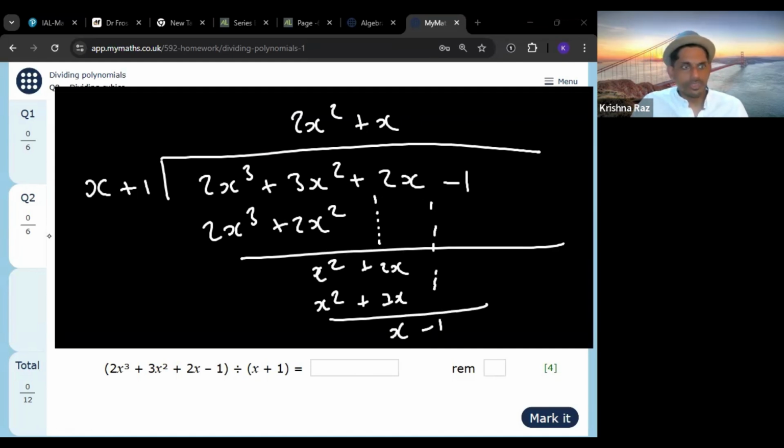Drop that down. Minus 1. Now, x times what is x? And now when I multiply x by 1 and 1 by 1, I get x plus 1. So the x's cancel when we subtract, but this time minus 1 minus 1 is minus 2. So we get a remainder of minus 2.